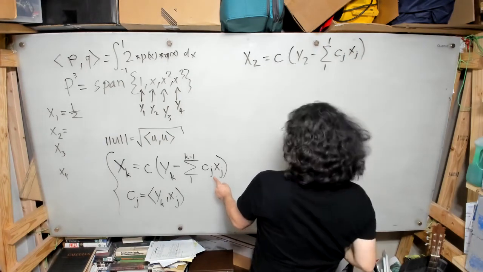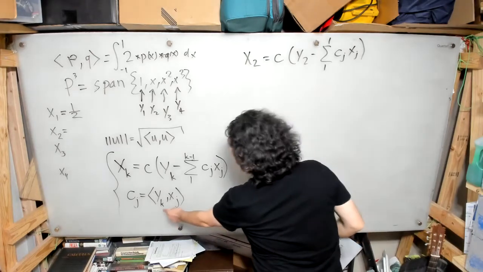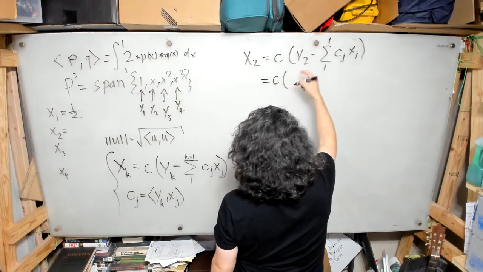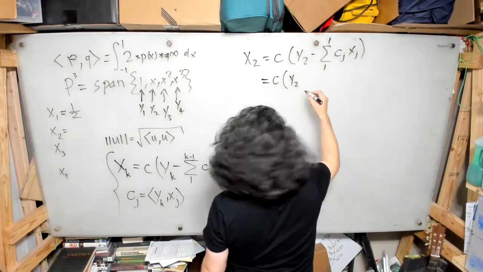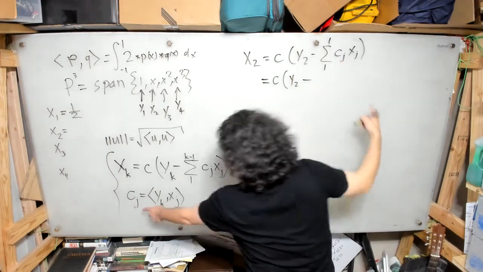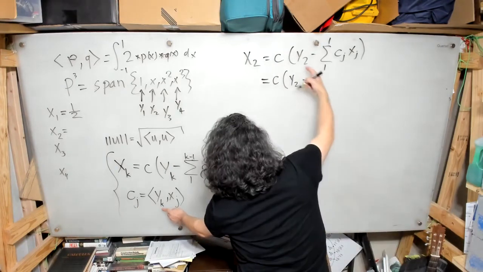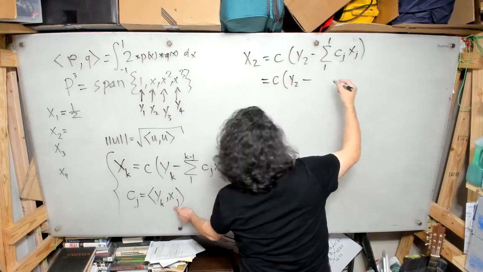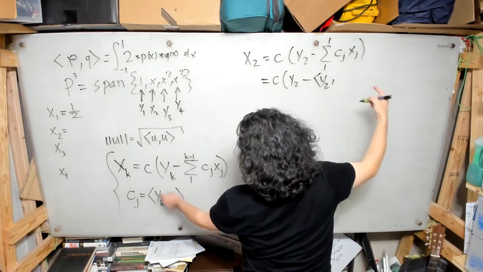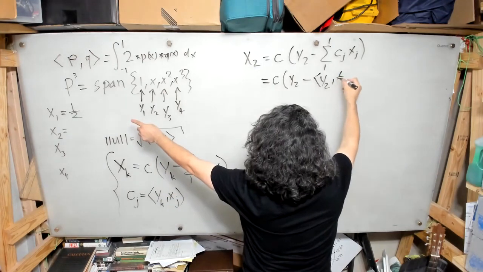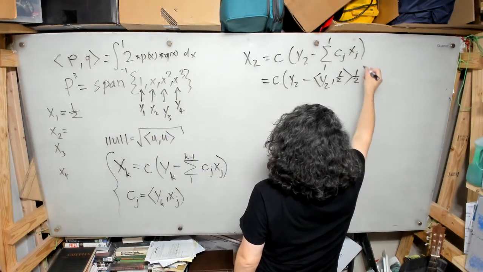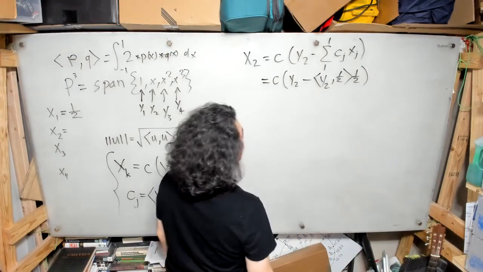Now notice that the cj is the yk times the xj. So let's do that here. This is going to be c times the y2 minus, here it's just going to be one term, c1 x1. What is my c1? My c1 is going to be the yk, in this case the y2, inner product with the x1. So my y2 inner product with my x1, which is 1/2, we calculated that already, times my x1, which is 1/2. Like this.